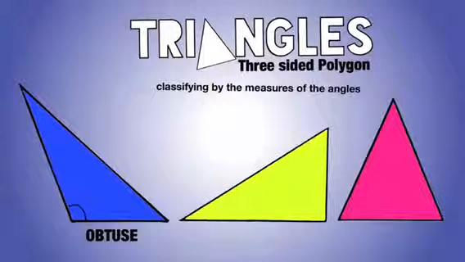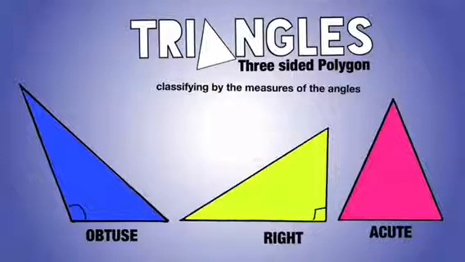Then, if you have a triangle that has a measure of exactly 90 degrees, you have a right triangle. A right triangle is a triangle composed of one 90-degree angle. And finally, when all angles are less than 90 degrees, you have an acute triangle. So all of these measures in here would be less than 90 degrees, and that's what an acute triangle would be.